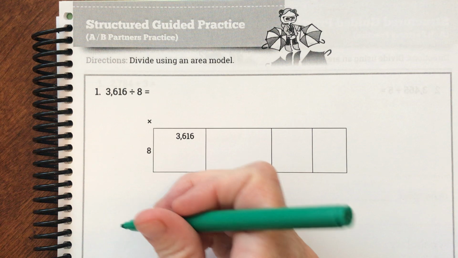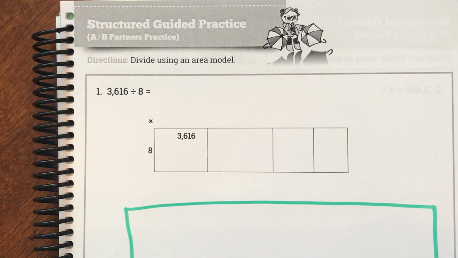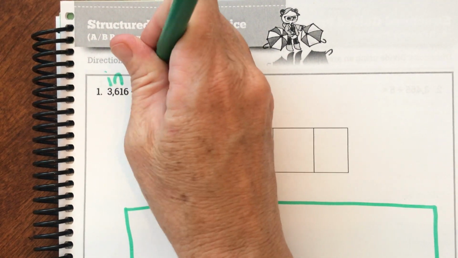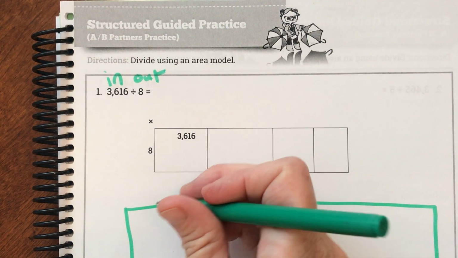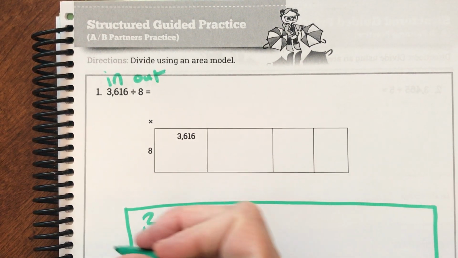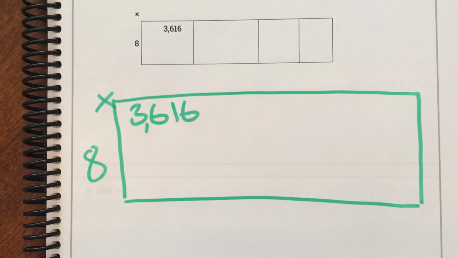I'm going to just draw it larger so I have more room, because it is way too small for me. I'm going to put my dividend inside. My dividend is 3,616, and my divisor is 8, which goes outside, and then I have my multiplication sign. Okay, so we're going to get started.